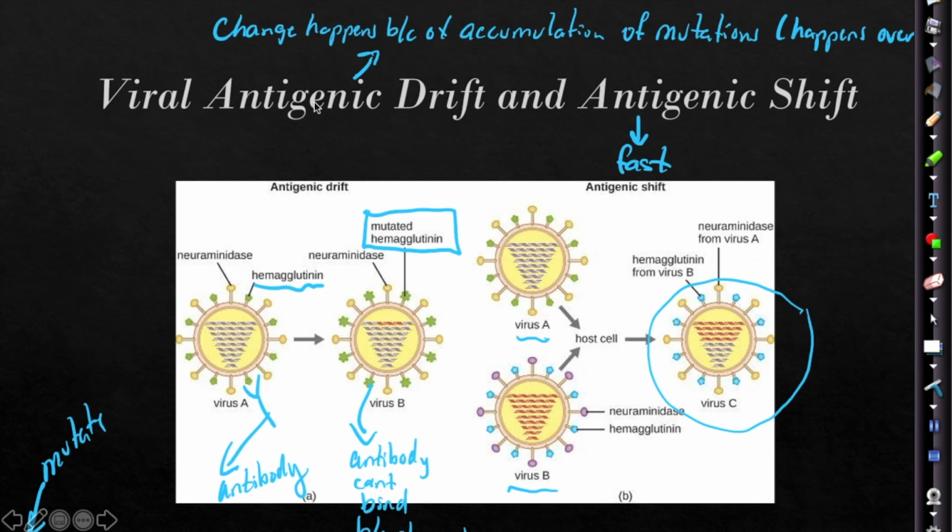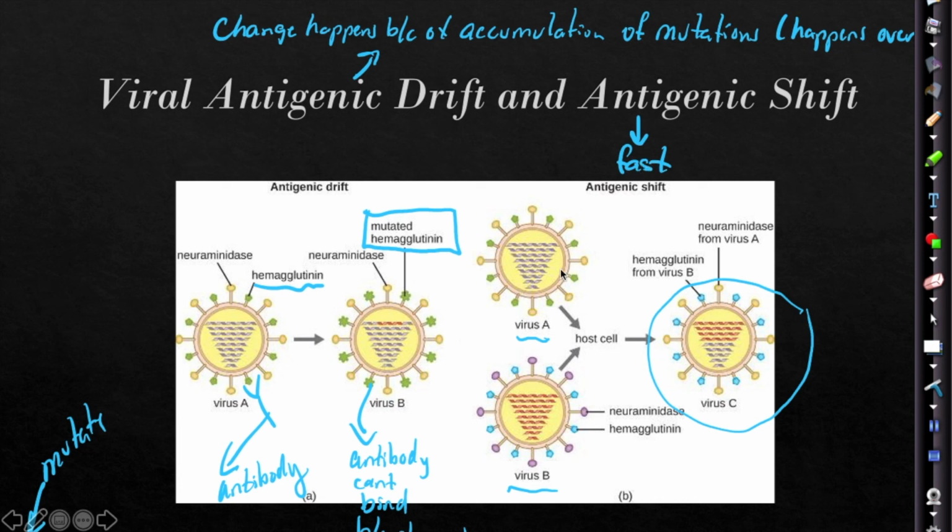So, viral antigenic drift versus antigenic shift. Antigenic drift happens because of an accumulation of mutations, and that happens over time. Those mutations that happen to the DNA over time cause mutations to the proteins that they code for, and that can give you, for instance, what we're showing here, a mutation in a spike. So now we have a different spike, and now that antibody cannot bind to that spike because it doesn't recognize it anymore. So a drift is an accumulation of mutations over time.